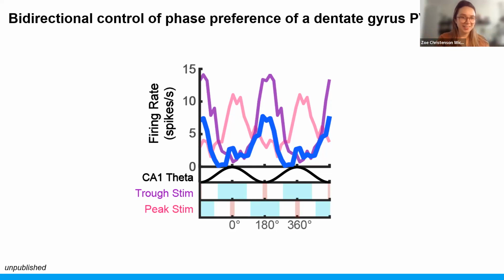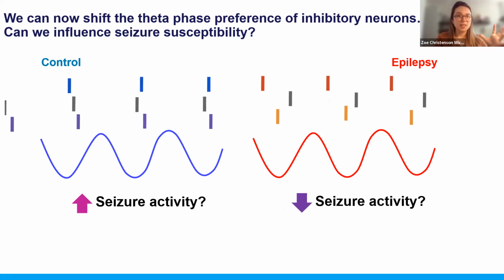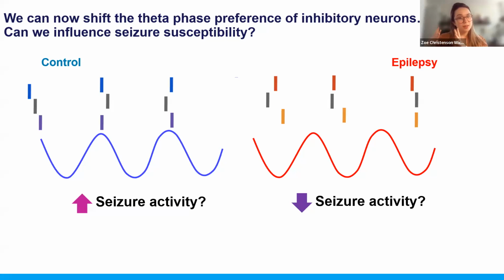So now we can finally test our hypothesis, which, to remind you, was that misaligned inhibitory spiking was contributing to seizure activity in epileptic animals. And so my experiment is to compare: if changing the phase preference of these inhibitory neurons in otherwise healthy animals, by moving their firing to the peak of theta, could exacerbate seizure activity, or in epileptic animals, by realigning their firing to the trough, could I reduce seizure activity?